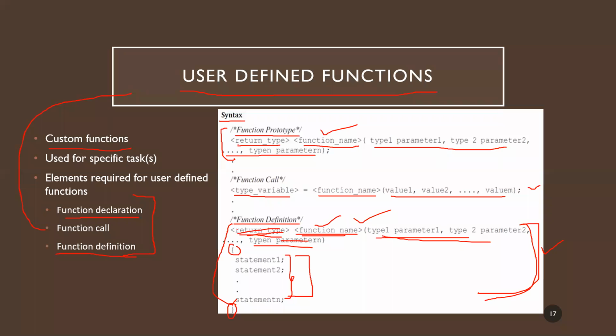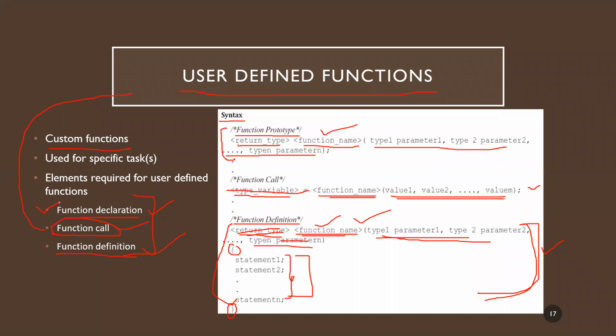Now, if the function is not returning anything, then this part won't be present. It is just the function name and the parameters required by the function. So if you have to define a user defined function, you should have declaration, definition, and then you can call the function. Another thing to remember is that if you have to call a function, the function should be declared first.